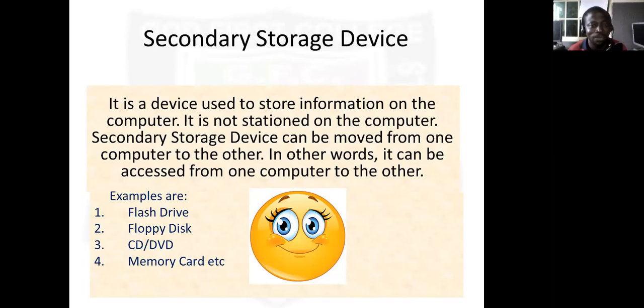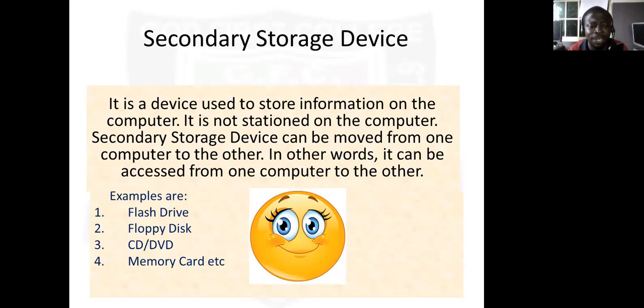Now let me tell you this. I can save my work on my computer here in Nigeria and access it in United States of America because it is secondary. It can be moved from one place to the other. Now let us continue. Secondary storage can be moved from one computer to the other, as I rightly said. In other words, it can be accessed from computer A or computer B.